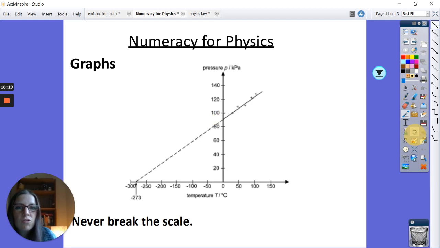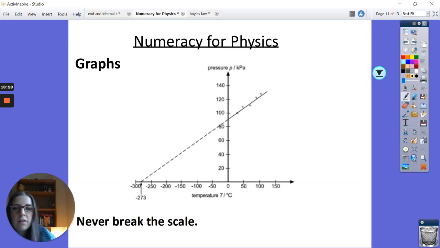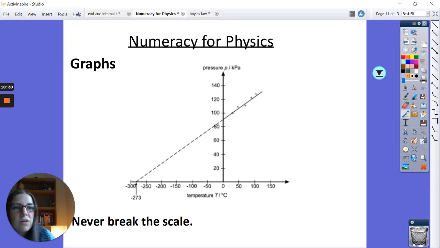For this graph here, it's showing the relationship between temperature and pressure. When you do this experiment in class, we're limited to what temperatures we can work with. But if we can choose to extend our scale, we can extend our graph to predict what would happen at very, very cold temperatures that we wouldn't possibly be able to work with in a lab. And we can actually go on to predict the coldest possible temperature by extending it all the way back to reach that temperature x-axis there.